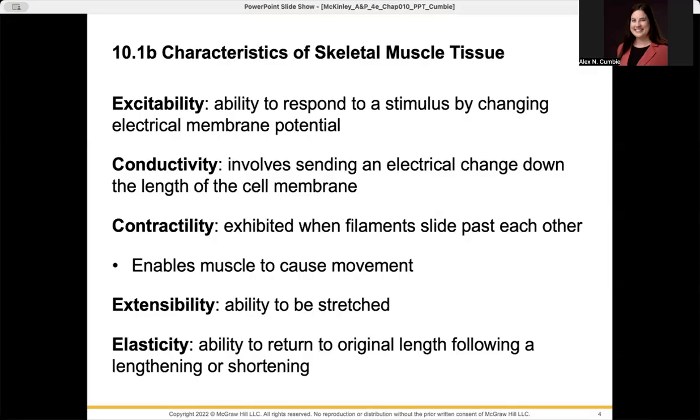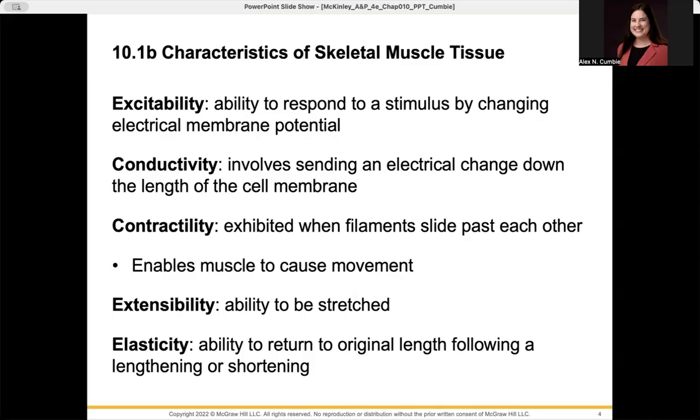A few other things that we will get into, which will be a bit more complicated in this chapter, are the characteristics of skeletal muscle. And when we talk about things like excitability and conductivity, we're going to be talking about electrical impulses going through these cells and changing what we call resting membrane potentials for each of these cell types. Excitability, which we'll get into, is the ability to respond to a stimulus by changing electrical membrane potential.